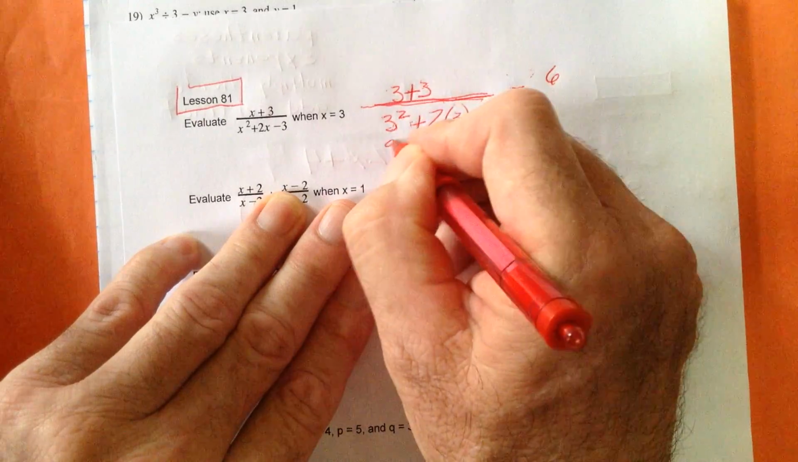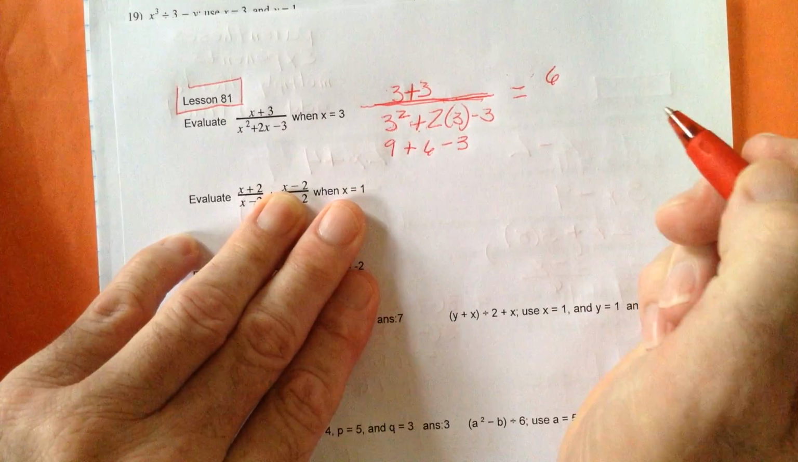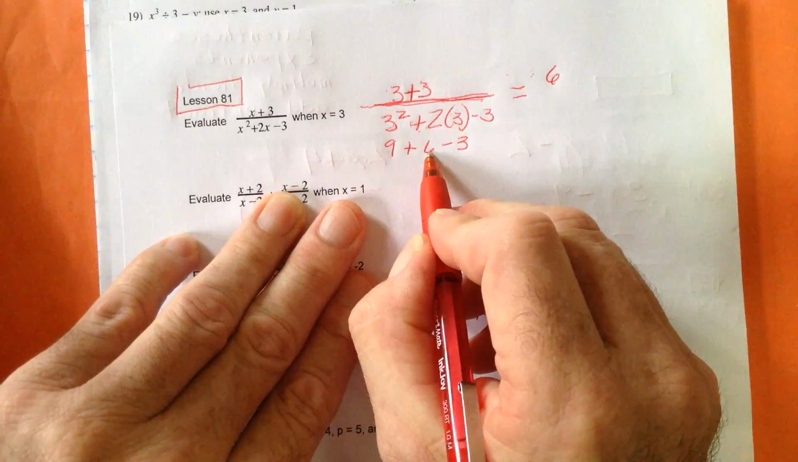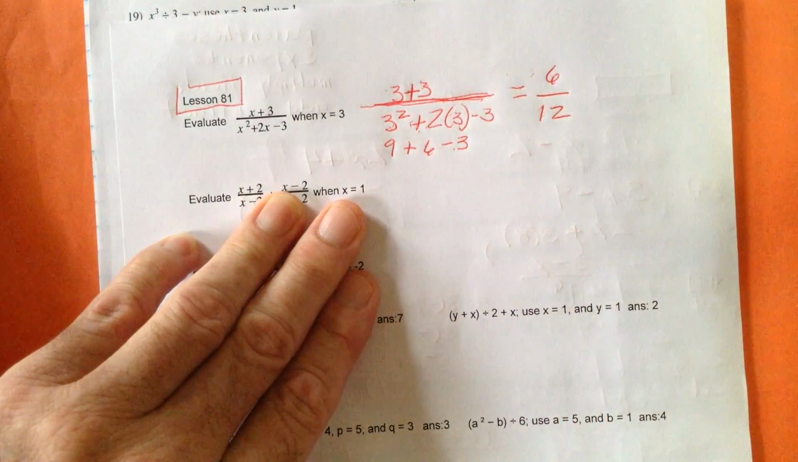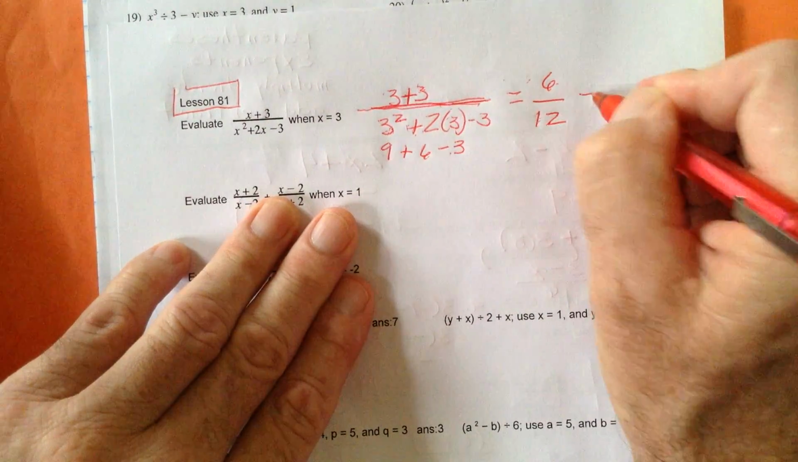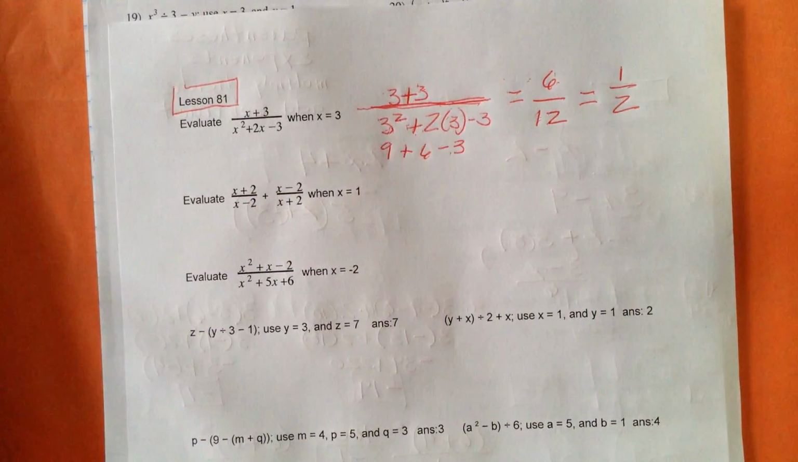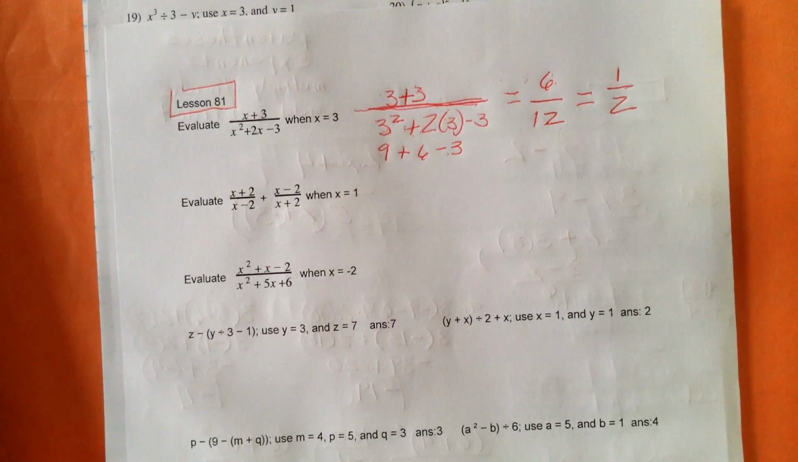So 3 times 3 is 9, plus 6 minus 3. So if I do that across, 9 plus 6 is 15, minus 3, that would be 12. So you end up with the fraction 6 over 12, which can be reduced down to 1/2. Okay? So it's doing the same thing that we were doing on the other 54, but it's just different problems.